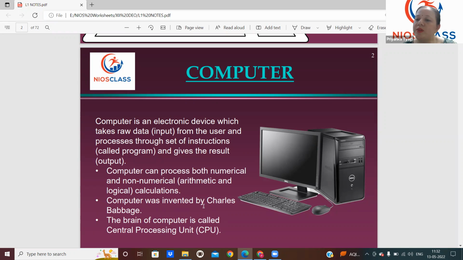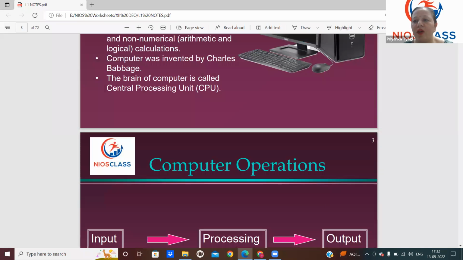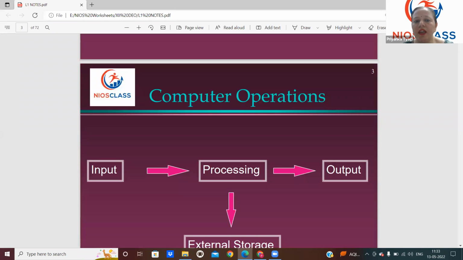So who is the inventor of the computer? Charles Babbage. Now what is the main device of the computer? That is the CPU, which is the brain of the computer. Actually, the CPU is basically called the brain of the computer.